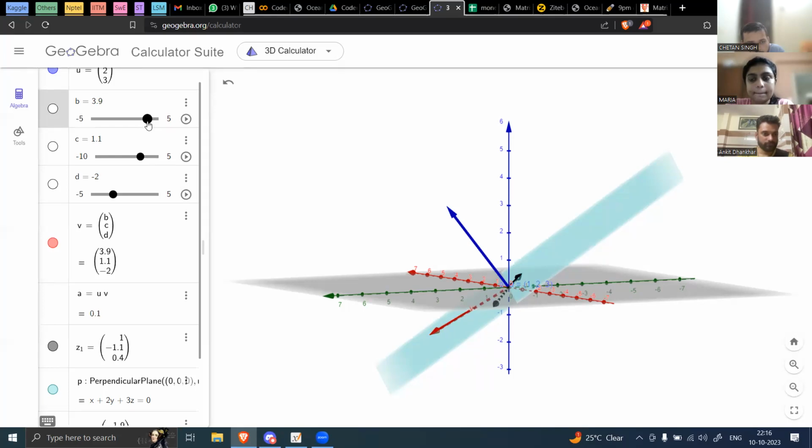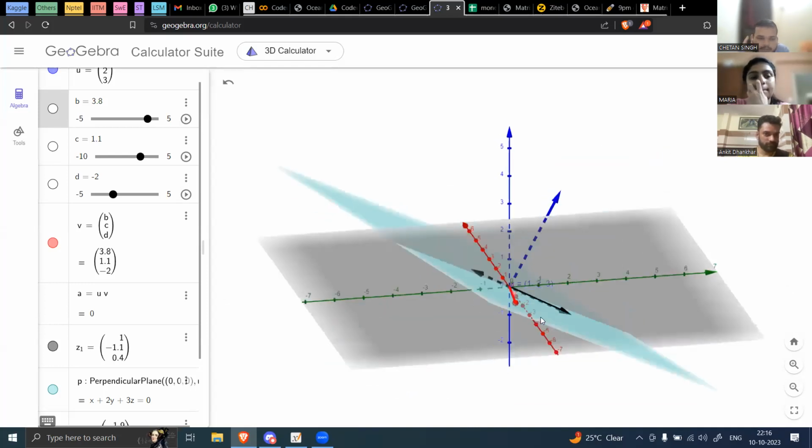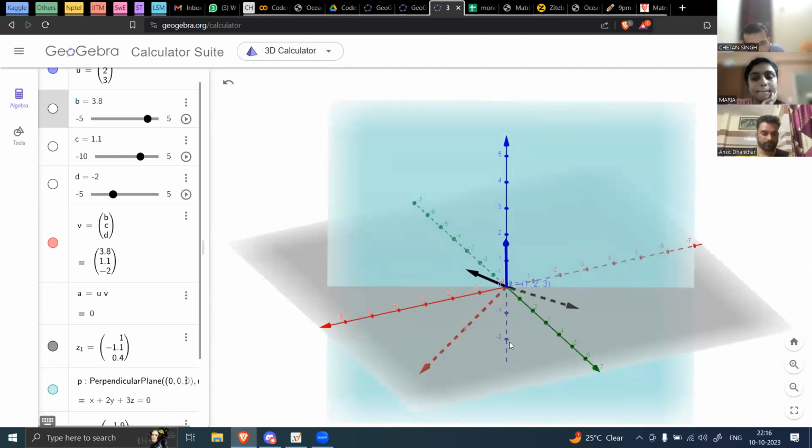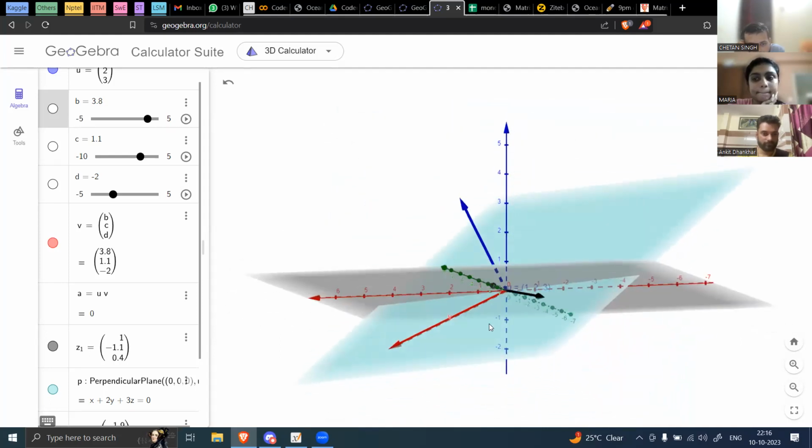There was a point. Yeah, perfect. So another point that is perpendicular to this vector 1, comma 2, comma 3 that also lies on this plane.